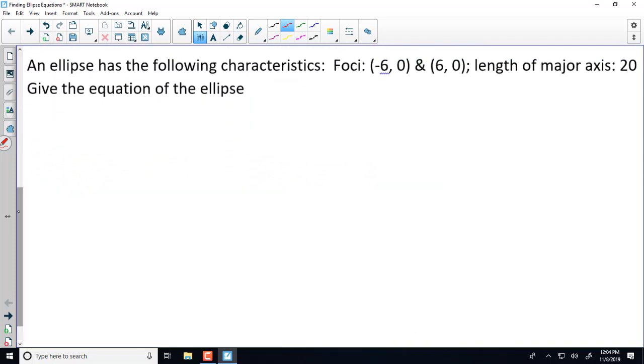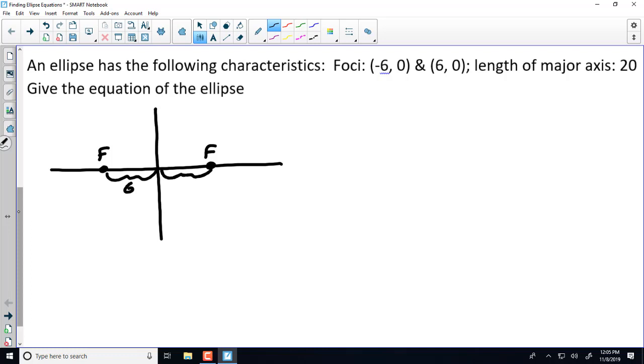An ellipse has the following characteristics. The foci are at (-6, 0) and (6, 0), and the length of the major axis is 20. Now for this one, the foci are left and right, and that means the major axis is also left and right. So I'm going to draw a crude picture here of my ellipse where the foci are here, and that's 6 units and that's 6 units.